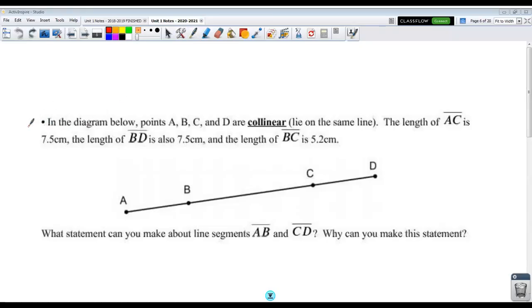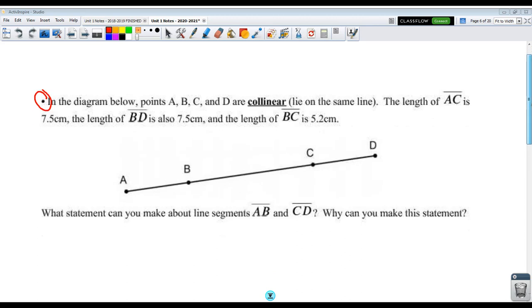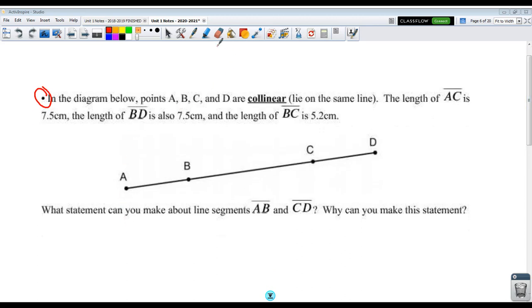All right, so you can see I'm jumping around a little bit. I made a couple edits to this video from what I've used in the past. For this screen, I want you to think about it more on your own instead of me going through it all the way with you. So in the diagram below, points A, B, C, and D are collinear. We're going to get a definition for that officially in a second, but it means they lie in the same line. The length of segment AC is 7.5 centimeters.